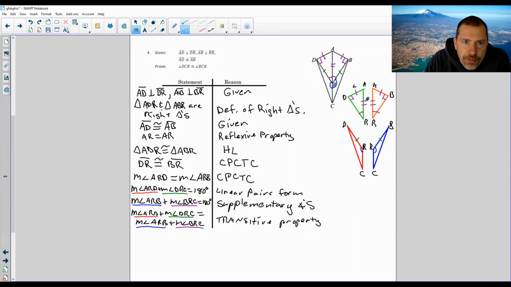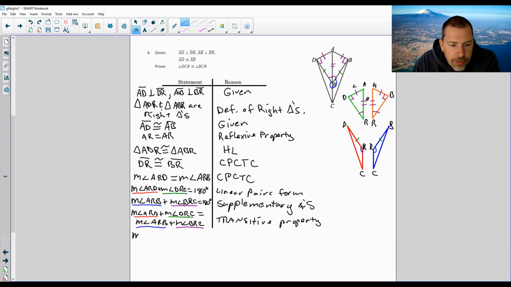Okay, hopefully that didn't confuse you. I tried to make it clear. Red plus green equals 180. Blue plus purple equals 180. Therefore, red plus green equals blue plus purple. Say that 3 times fast. Okay. So once we do that, we can now say that the measure of angle DRC, which is green, equals the measure of angle BRC, which is purple.